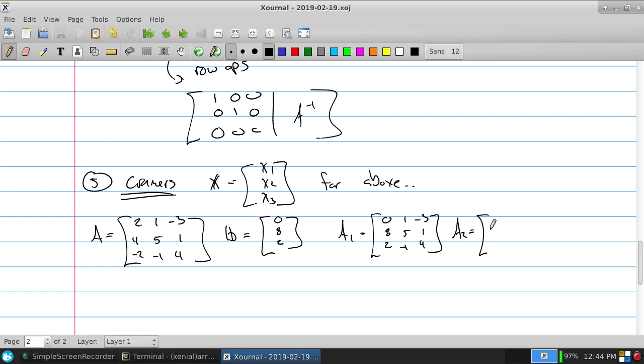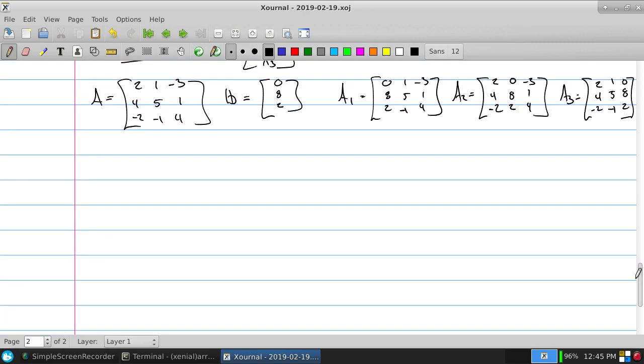A2 says go to A, and just put B in the second spot. And then A3 is go to A, and then put B in the third spot. So we have four matrices now. And then what we have to do is say, what is the determinant of A?